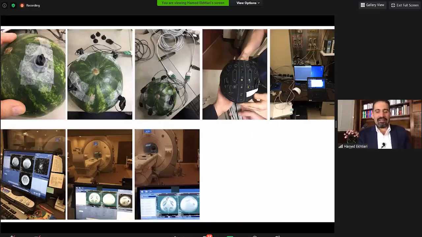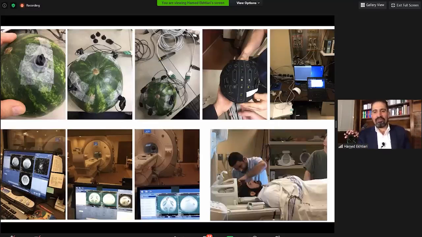And the next subject after watermelon would definitely be my brain. The students love to stimulate their PI's brain. So I was the next subject going inside the scanner and trying to see how we can do that on a human brain. We have done different pilot studies, and it seems that it is going to work perfectly well.